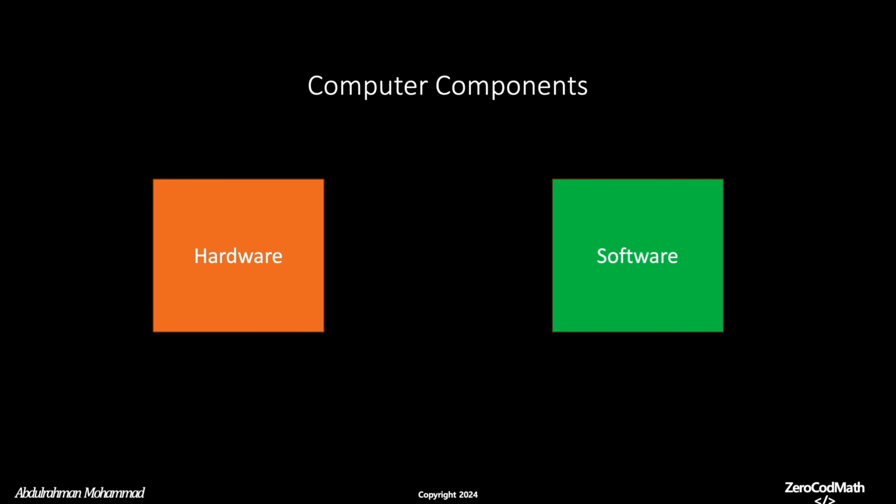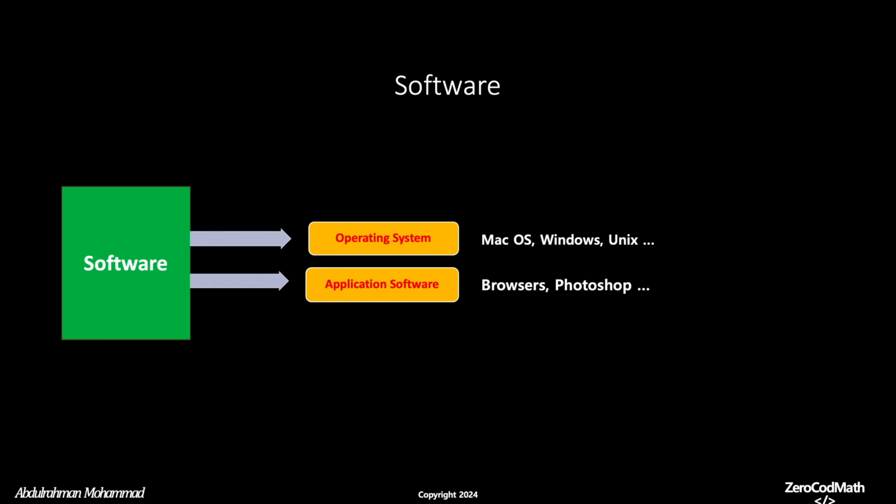Now, computer components. We have two types of components for the computer: hardware components and software components. Let's start by software components. We have operating system and application software. An operating system is like Mac OS, Windows, Unix based system, while application software are browsers, Photoshop, etc.